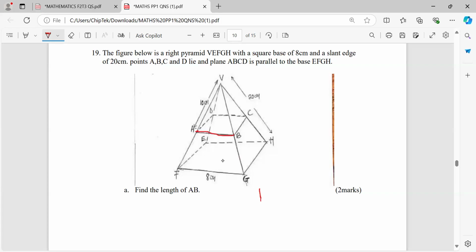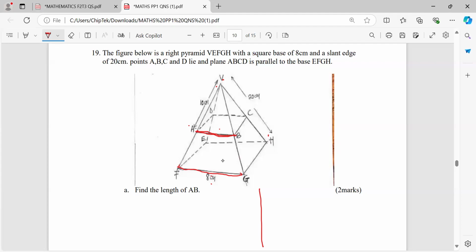So your FG is 8. So we need to find the linear scale factor because these two are similar, AB and FG, but you don't know the linear scale factor. So how do you get the linear scale factor? Just see this one, PH and PA, they're similar as well. So moja is slant height here, larger pyramid, na nyingine is slant height here, smaller pyramid.